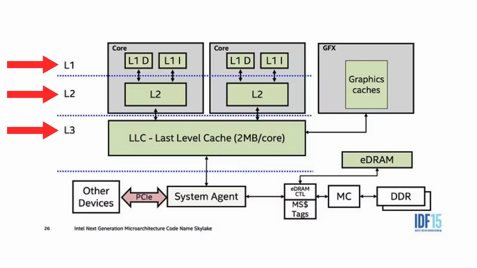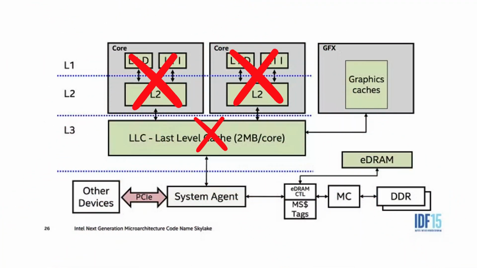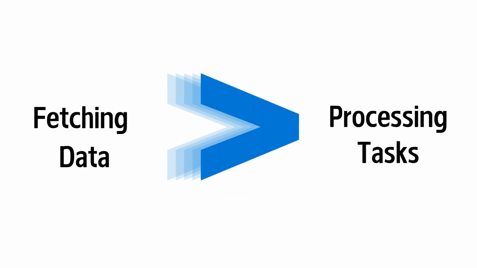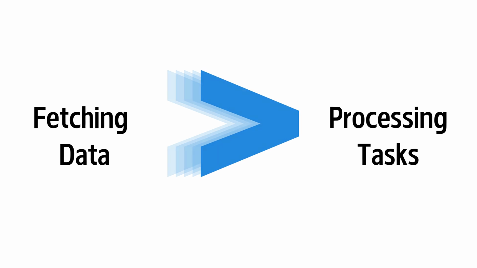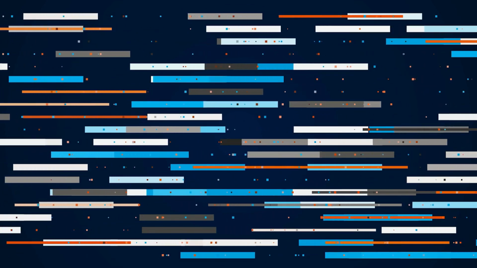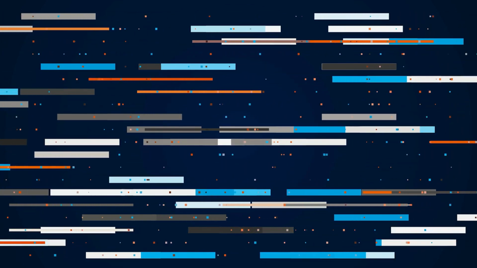Instead of efficiently using the cache, they overwrite each other's data, causing constant cache misses. This leads to a performance bottleneck, as the system spends more time fetching data from main memory rather than processing tasks. Cache misses and memory latency can drastically degrade the efficiency of parallel programs.